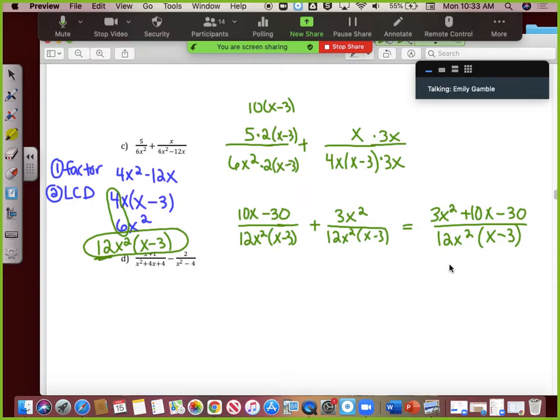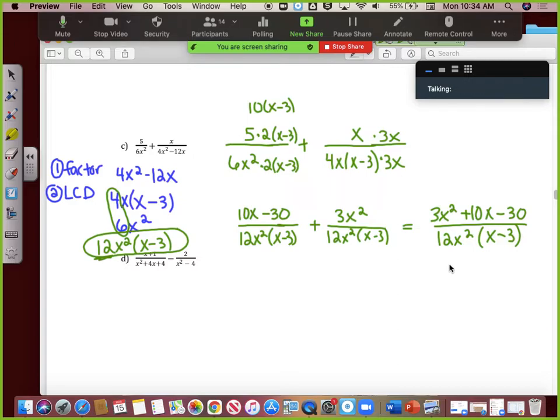Okay, and then at that point, the last thing that you would want to do, if possible, is factor and simplify, but I would be happy if you got to just this point here. So I would be happy with this answer just like that. But depending on the problem, sometimes they would want you to multiply this out and put everything in standard form.